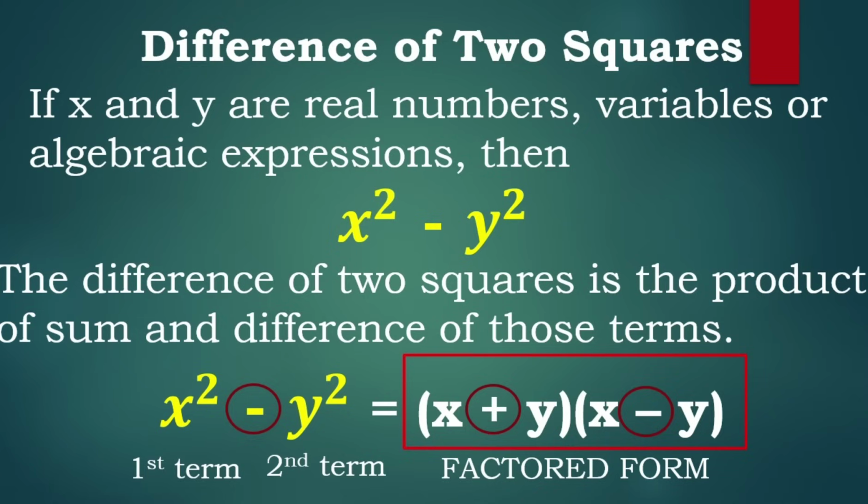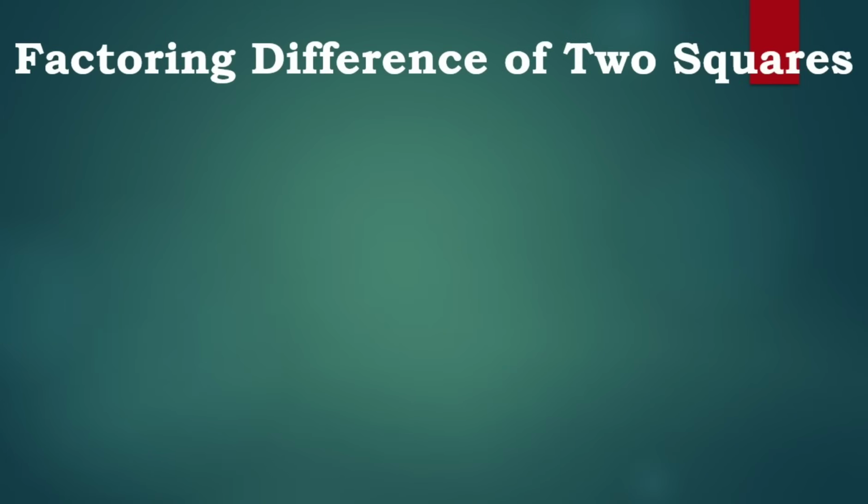So, since ang gagawin natin ngayon ay magfa-factoring, given ang difference of two squares, ito lang ang kailangan nating tandaan. So, again, para makapag-factor tayo, dapat nasa ayos siya ng x squared minus y squared. Let's have an example. If we have 9x squared minus 100, since 9 is a perfect square and 100, so we can factor this too.